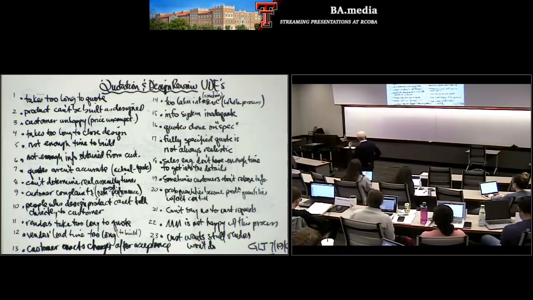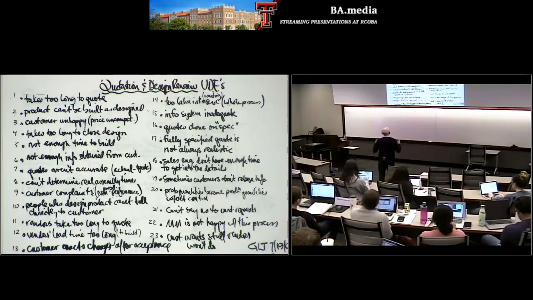The product can't be built as designed. Why? Because Zach finally puts the pressure on them and they design the thing, and it's not really the best design yet. The customer is unhappy because we've got to charge more. It takes too long to close design. Not enough time to build. Not enough information obtained from the customer. The quotes aren't accurate, so there's a big actual minus quote difference. Can't determine the real assembly times. The customer complains because the product doesn't do what we thought it would do.